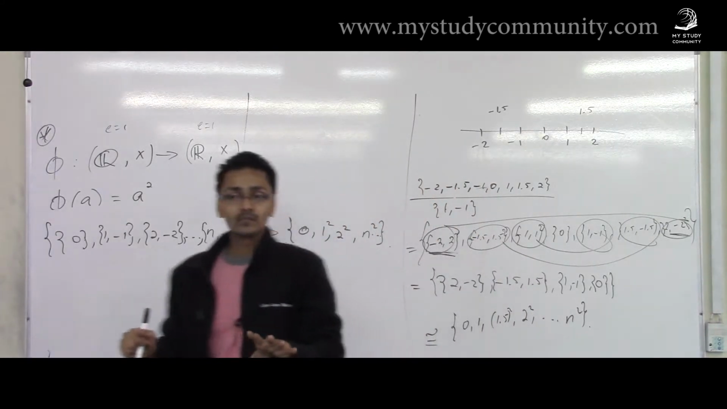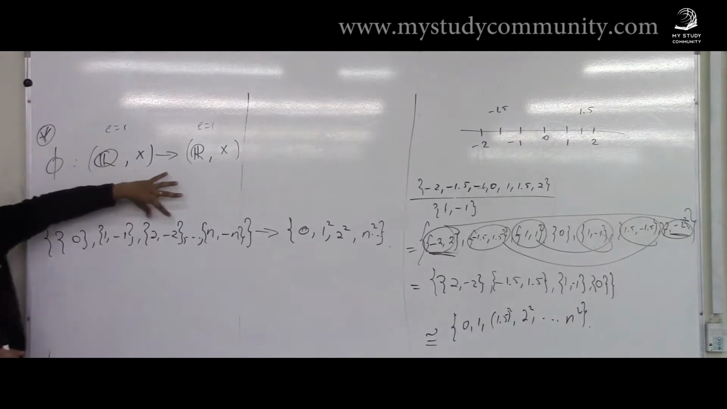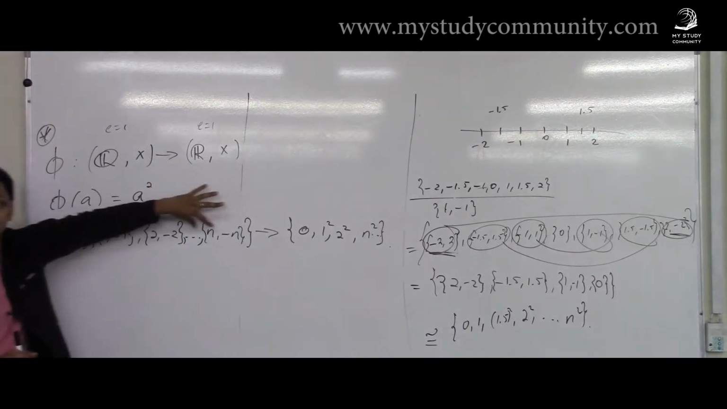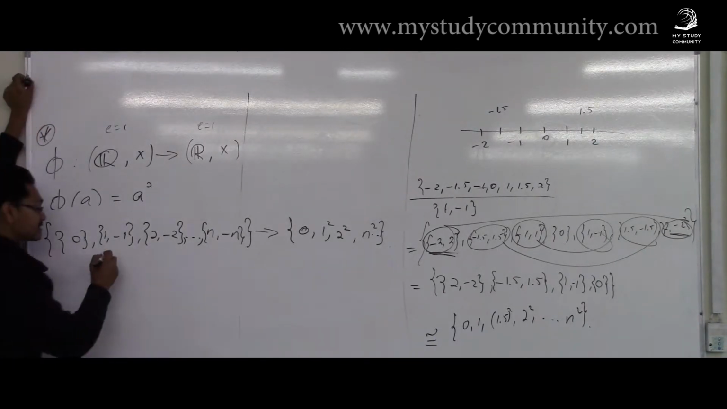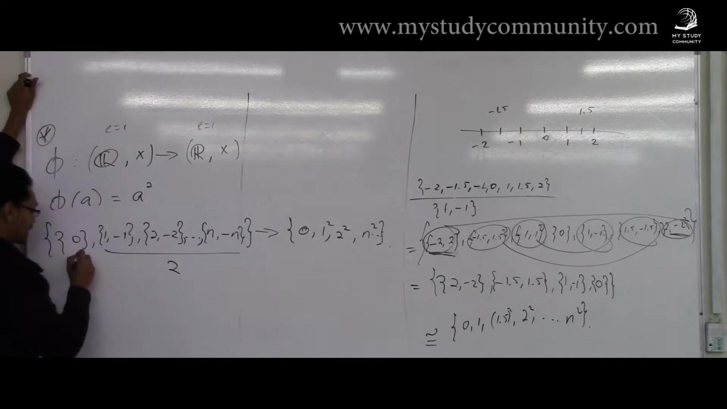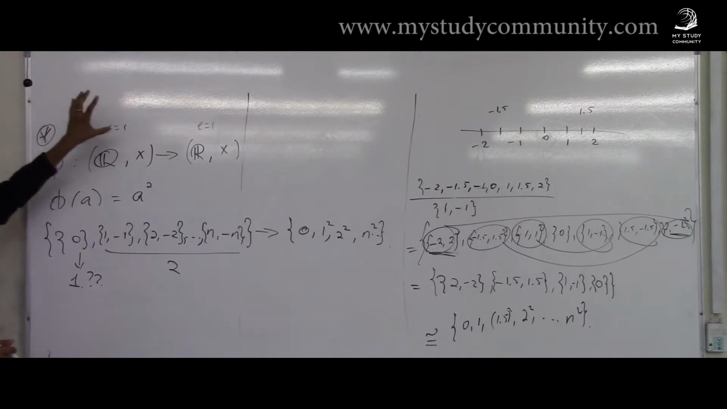But look at this. You have to find how many elements this set has. This set. This set. This set. Isn't it strange that all these have 2 elements and this only has 1 element? It doesn't look odd? So let's just go down again.